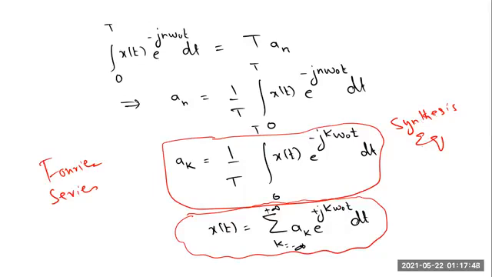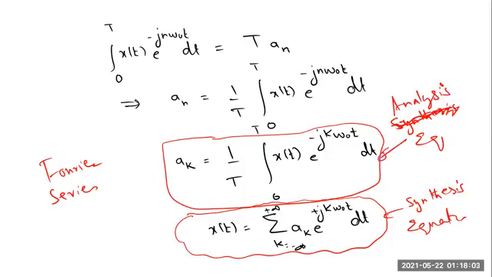Sorry, I just made a mistake. This one is the synthesis equation. This one is the analysis equation. So Fourier series means these two equations, analysis equation and synthesis equation.